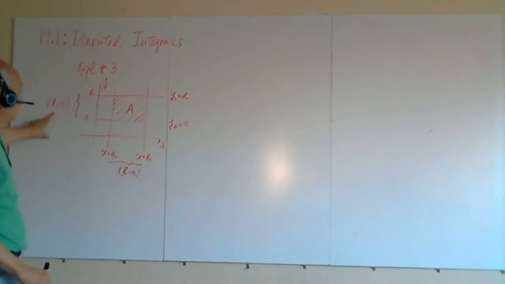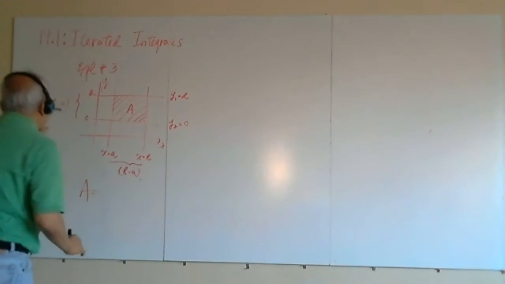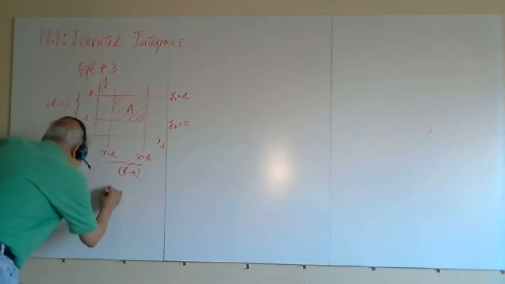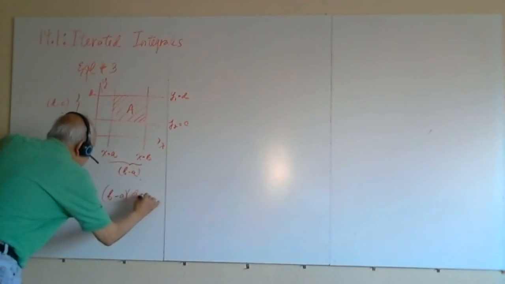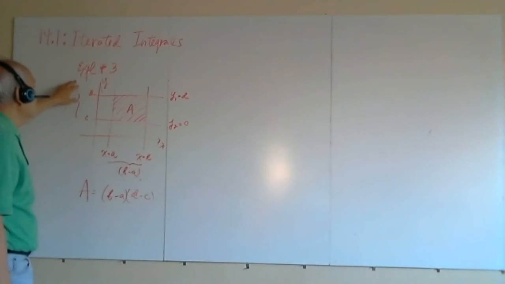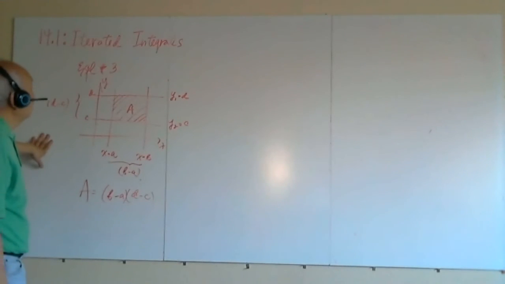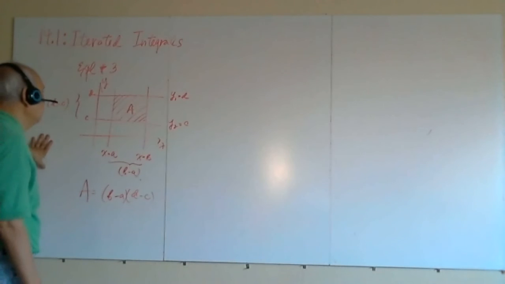So what is the area? The area here, of course, is going to be this one and this one. It's very simple. So it's going to be (b minus a) times (b minus c). That's it. But the textbook is asking us to use what they call double integration, or I should say iterated or repeated integration, to find the area. Well, it's going to be very simple.